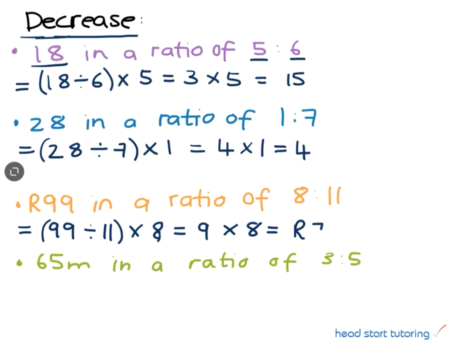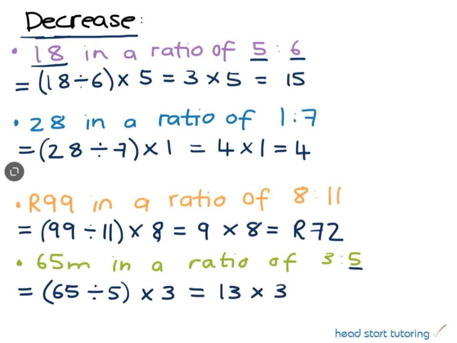Right, if I would like to decrease 65 meters in a ratio of 3 to 5, I say 65 divided by the bigger part of my ratio, which is 5, and I multiply it by 3 to get an answer of 13 multiplied by 3, which is equal to 39 meters. So decreasing 65 meters in a ratio of 3 to 5 gives me an answer of 39 meters.